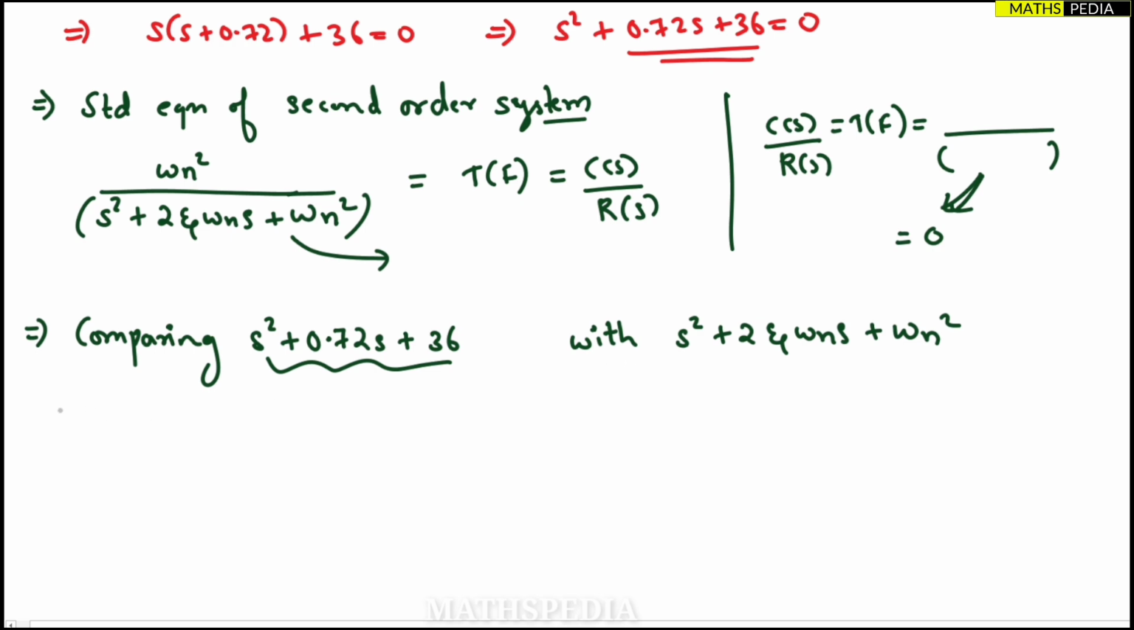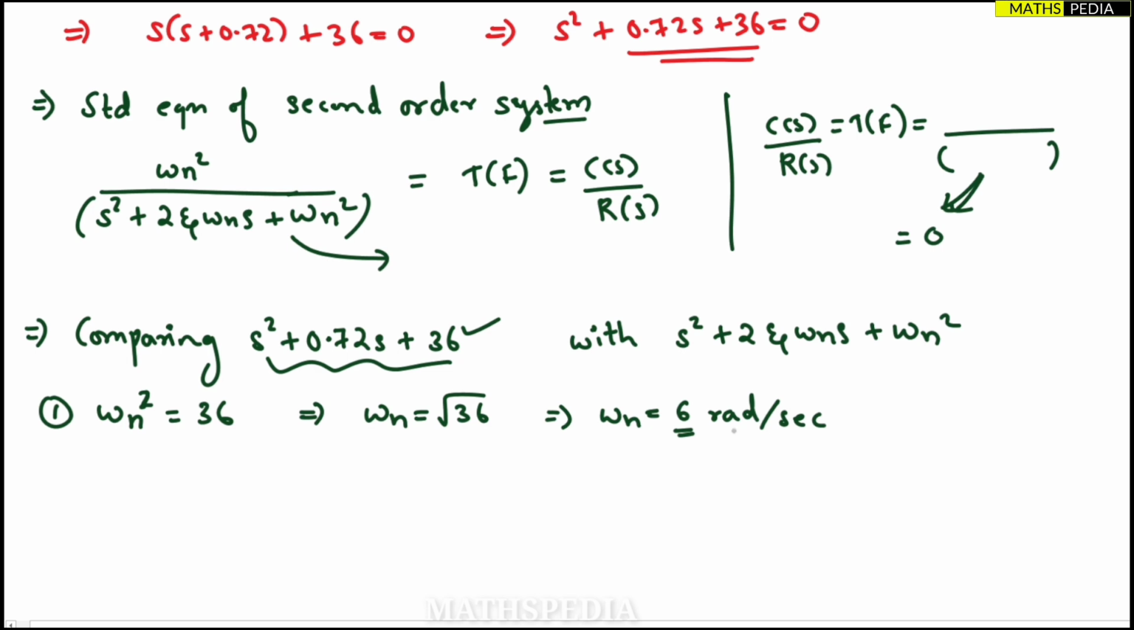Now s square, no need to compare because the coefficient is 1. Can we compare the first part, omega n square value? Omega n square should be compared with 36. From this can I get the omega n value? Omega n value will be square root of 36, which is nothing but 6. So we got the natural frequency, that is omega n. What is the unit? Radian per second, always remember.